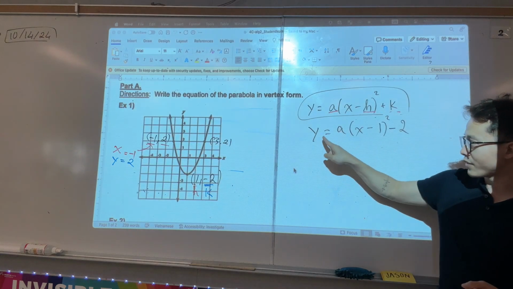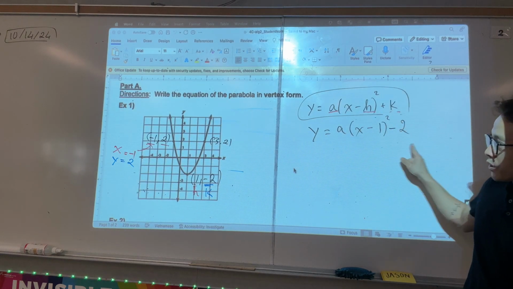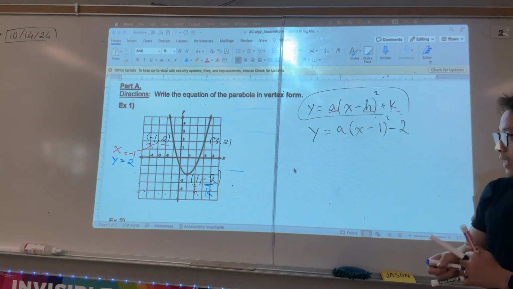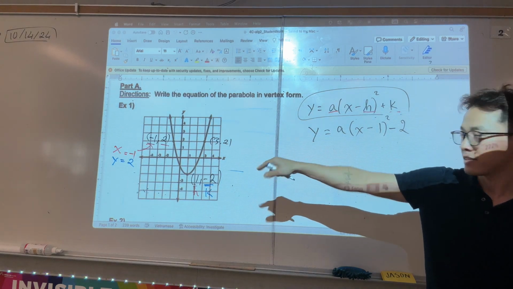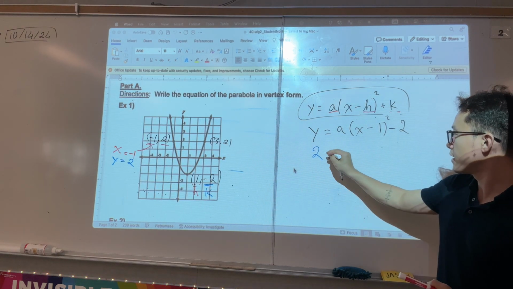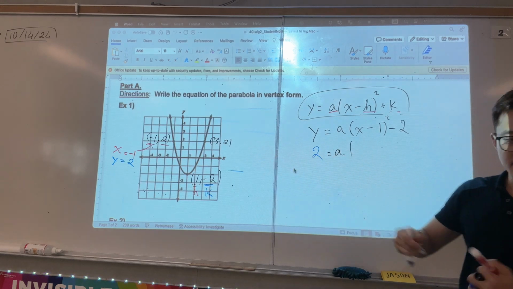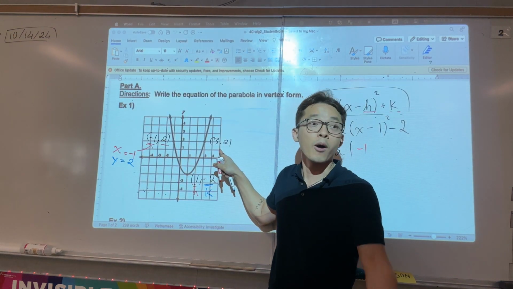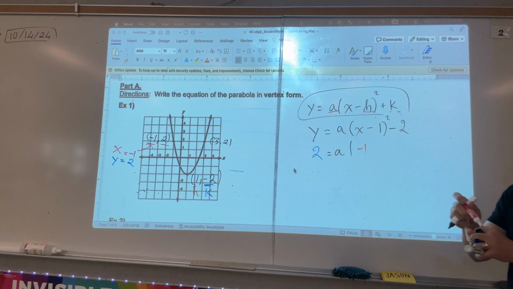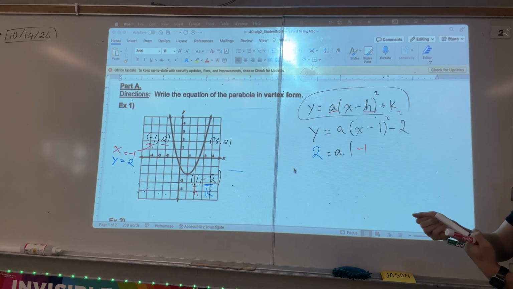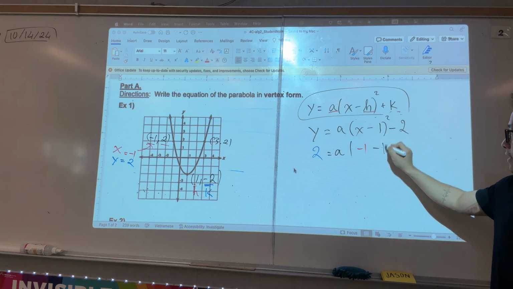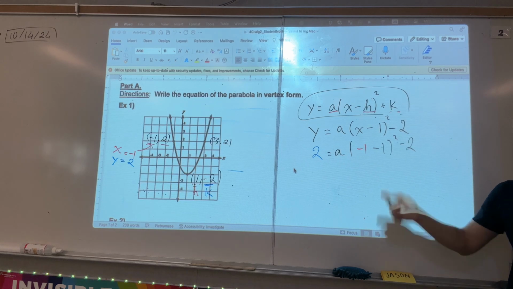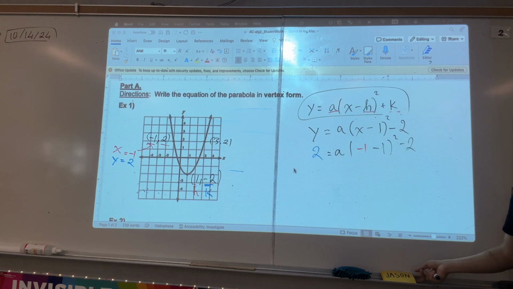You have y equals a, parentheses x minus 1, squared, minus 2. But you know x is negative 1, y is 2. Plug it in. So y is 2, equal to a, x is negative 1. Do you know why I chose this point instead of this point? Because it's a smaller number, right? So let's give Gabriel 1 point and Joanna 1 point. So plug it in, and are you able to find a after this? Yes. You don't have any other letter except a. So how do you solve this?